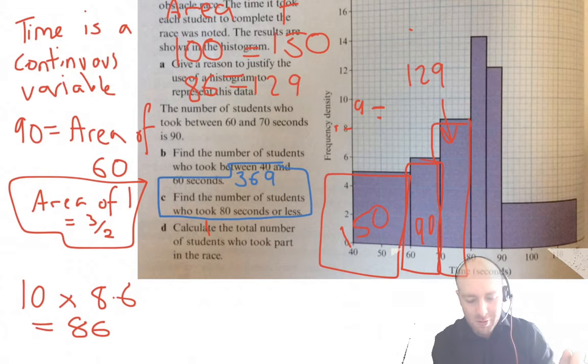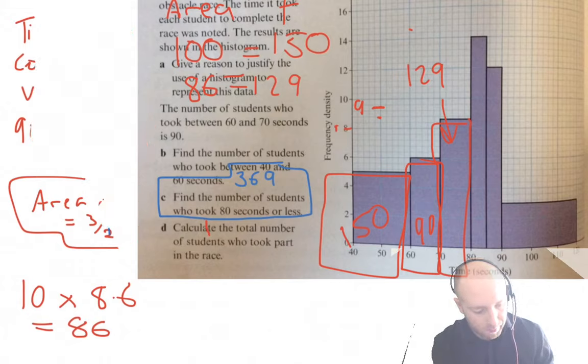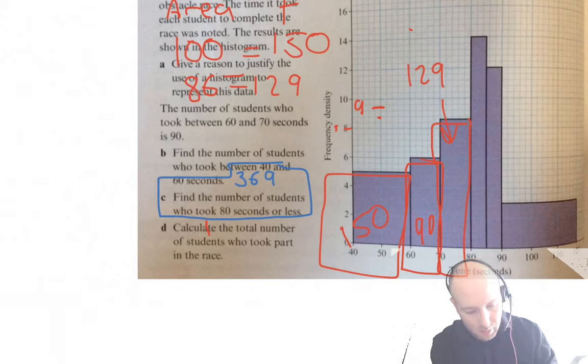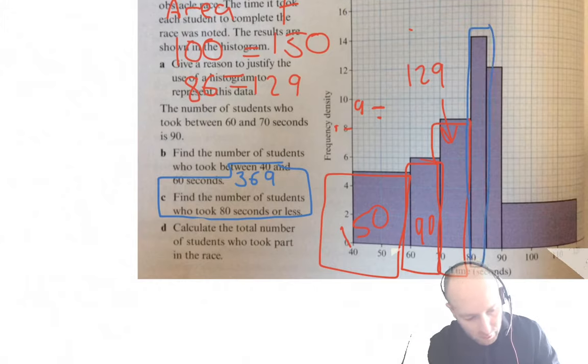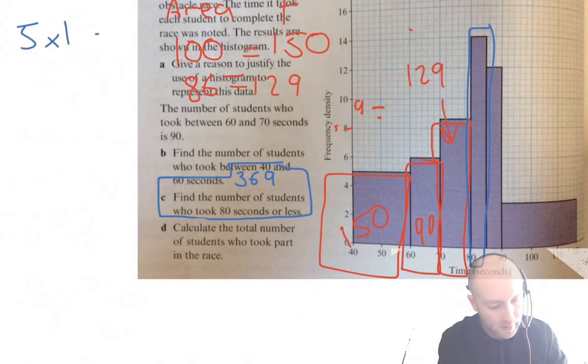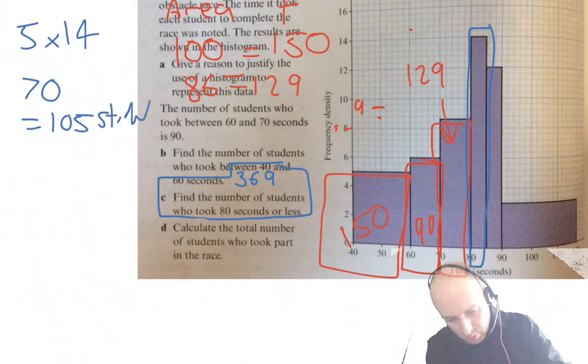Calculate total number of students who took part in the race. Okay, it seems like quite a lot of effort for one bit of a question, but let's do it. So we got a width of 85. Let me just get rid of what we've done so far. Need a bit more space. So for the 80 to 85 bar, we got width of 5 and a height of 14. So that gives me an area of 70. So 70 times 1.5 gives me 105 students. So 105.